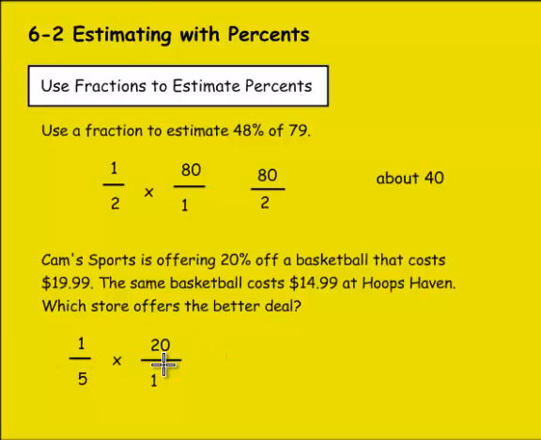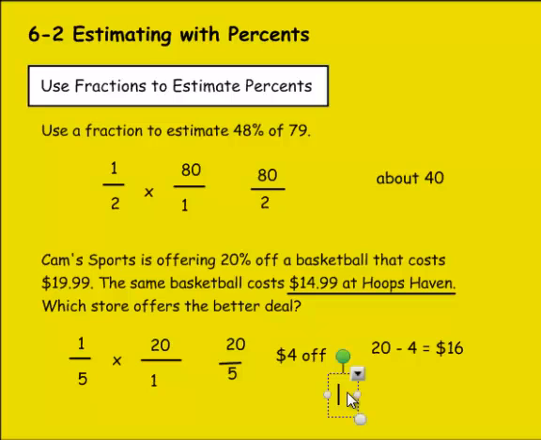Then we can get our answer. 1 times 20 is 20. 5 times 1 is 5. 20 divided by 5 then would be 4. So it would be $4 off. So if we do $19.99 or 20 minus 4, that will equal $16. So that's how much this basketball would cost with 20% off the price. We found 20%, took it off the price, $16. The same basketball costs $14.99 at Hoops Haven. So this one would be less expensive then. So we're going to say Hoops Haven offers the better deal.